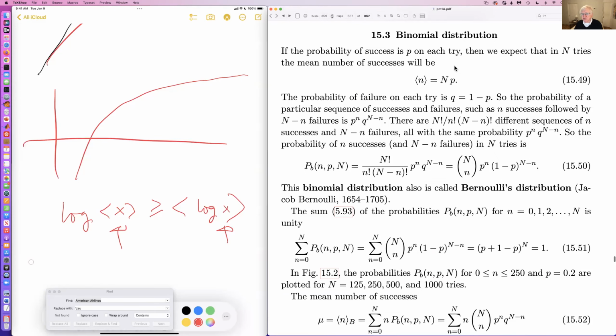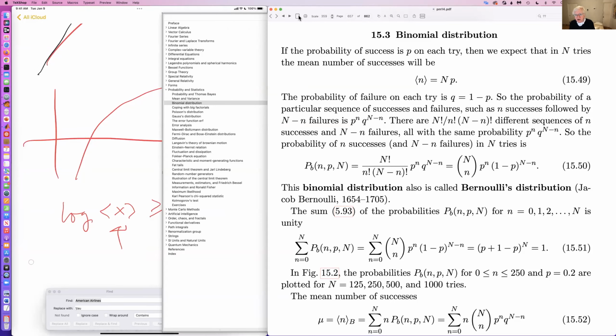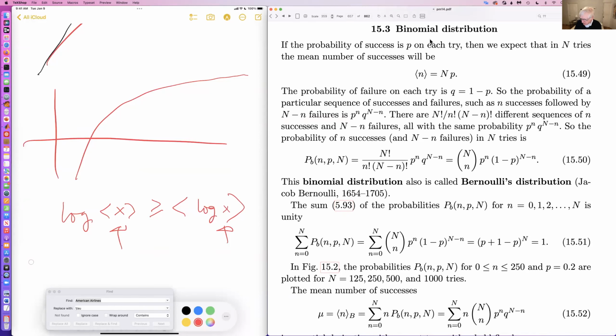So the binomial distribution, to get back to it, is the basic distribution. There are three distributions that we've all heard about many times: the binomial distribution, the Poisson distribution and Gauss's distribution. The Poisson and Gauss distributions are different limits of the binomial distribution. So the basic distribution is the binomial distribution.